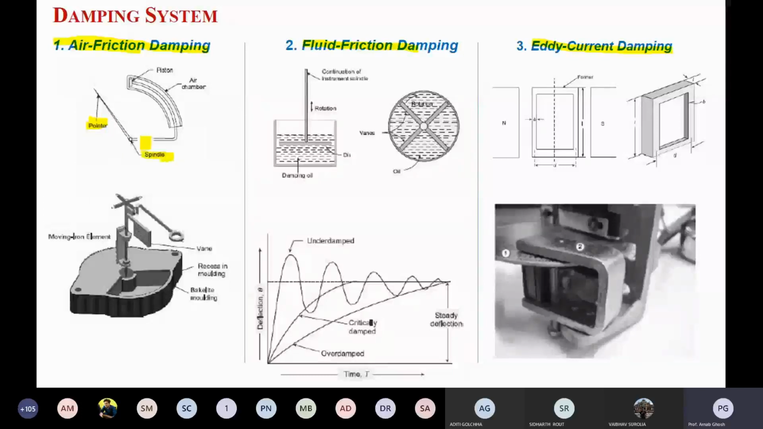Spindle means shaft. Another terminal of the spindle is connected through the piston of the air valve. The air cylinder, or air chamber, is there, and one valve is there. So what happens when the pointer is moving? The spindle is also responsible for the movement of this piston.